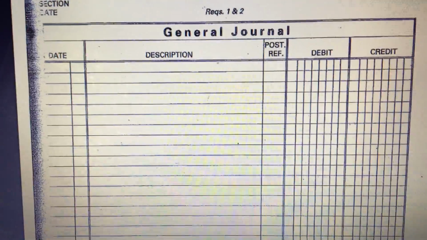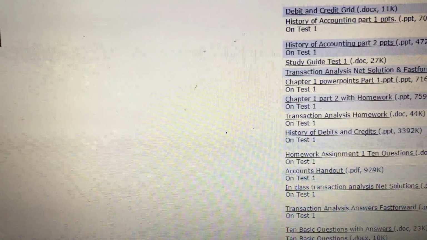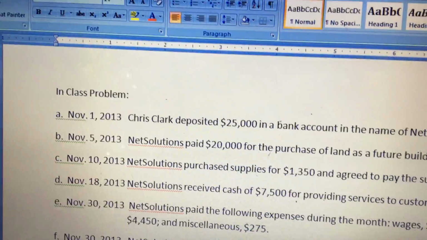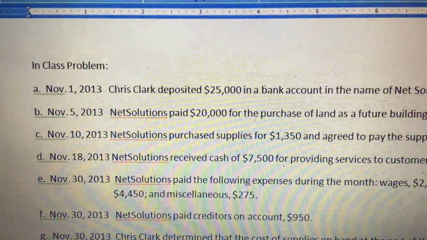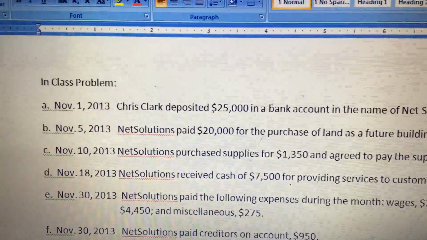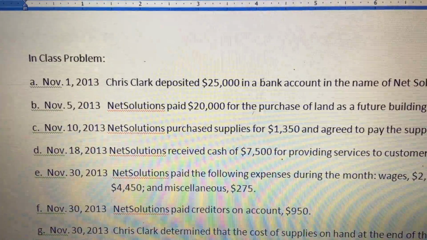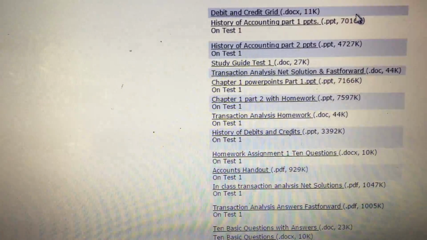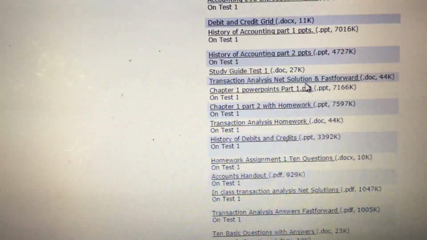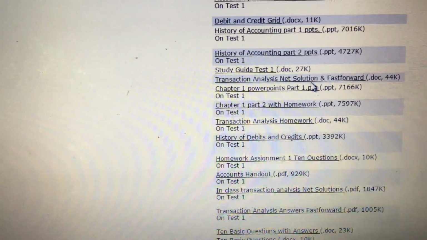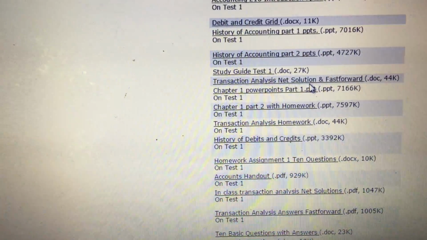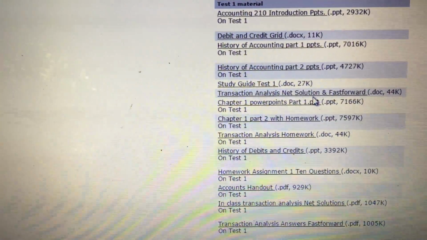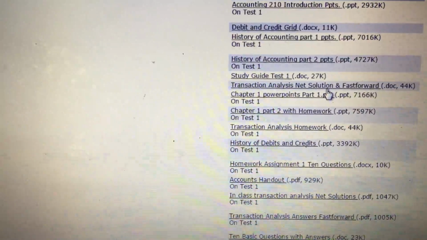Okay. Then you will also need your handout that says in-class problem, and then you'll need the one with the homework problem. If you've misplaced those, you can find them on the handouts tab. Let's see where we put those. It's under transaction analysis, net solutions, and fast forward. So under test 1, the second bar down under study guide, you can print that out if you've already lost the other one, but you'll need both of those.